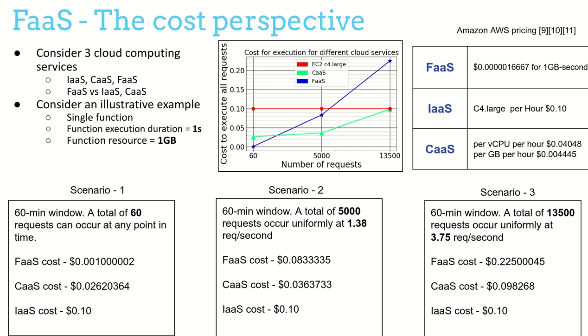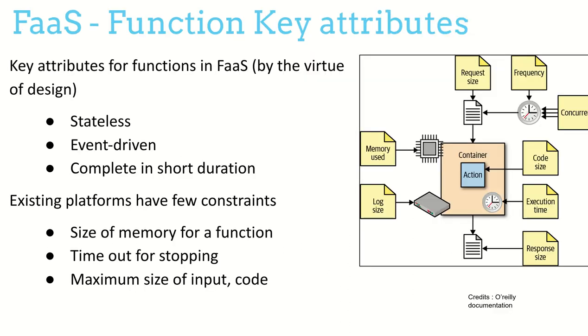So you can see that when the number of requests is less and it is sporadic, FaaS does well. Whereas in scenario 2 and scenario 3, there is a uniform amount of requests, and the allocation of resources can be properly done and it can be maximized. Hence, FaaS is not cost effective in these two scenarios. And the pricing for calculating these numbers was taken from the AWS pricing for various cloud computing services.